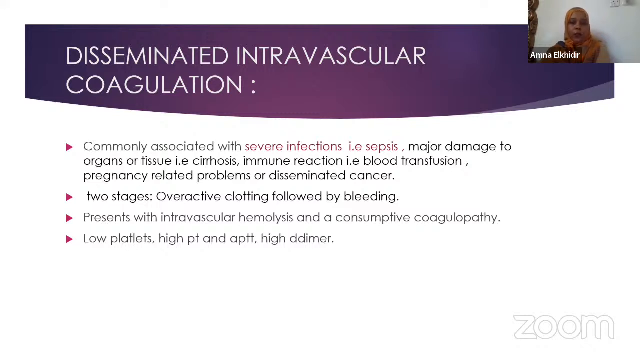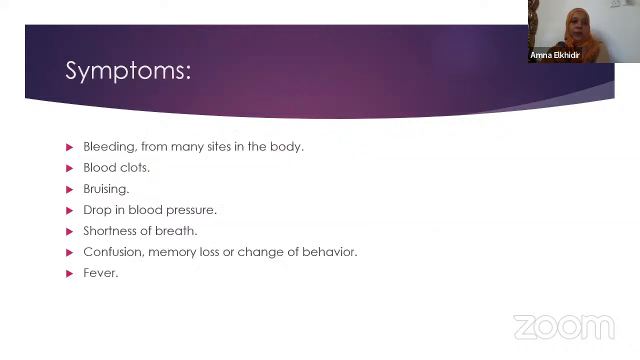Present with intravascular hemolysis and consumptive coagulopathy. We have low platelets, we have high prothrombin time, and in APTT, we have high D-dimer. Usually there is bleeding from many sites in the body. We have blood clots. This is the first stage. We have bruising, we have hypotension, we have shortness of breath. We have CNS symptoms like confusion, memory loss, or change in behavior. Also, we can have fever.